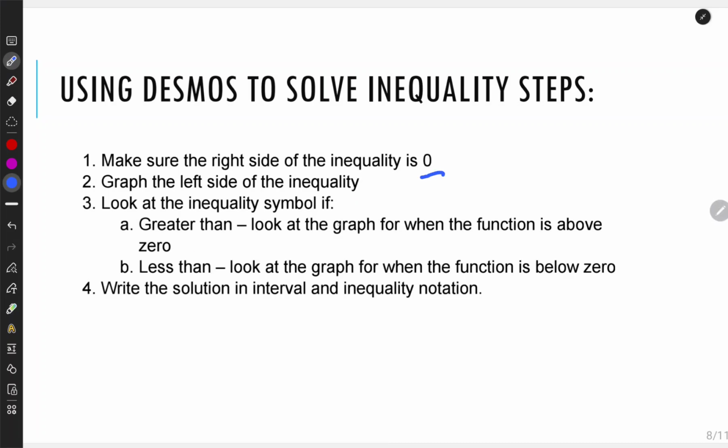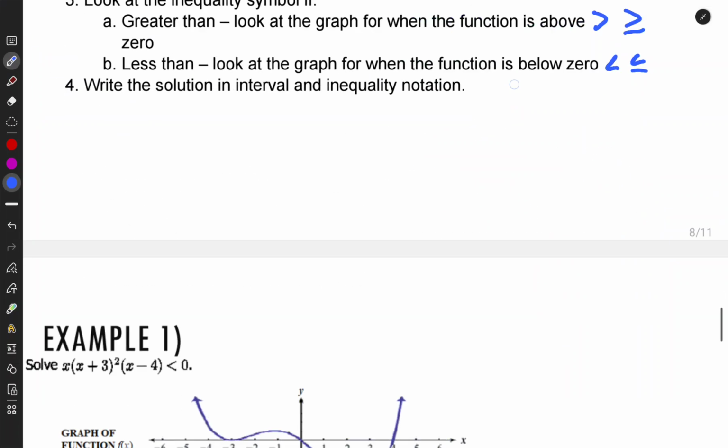You're going to look at the inequality symbol. So remember, if it's greater than or greater than or equal to, we're going to pay attention to that. We're going to be looking at the graph for when the function is above 0. If it's less than, which is the one that looks like an L, or less than or equal to, we're going to look at the graph where the function is below the 0. Then we're going to write the solution in interval and inequality notation. All right, so let's dive in.